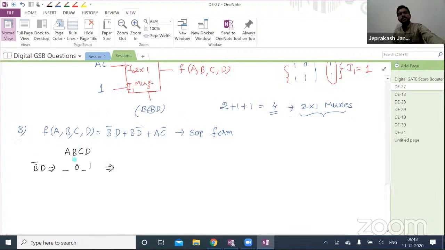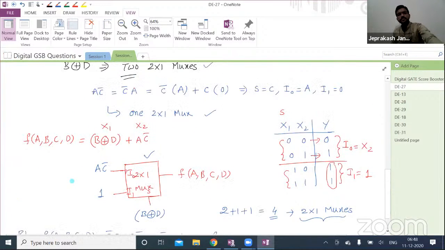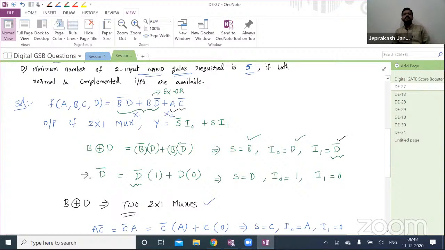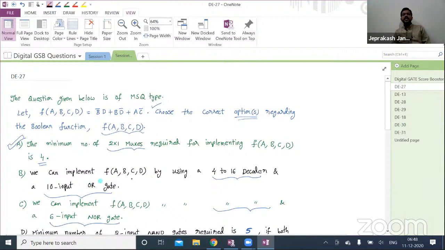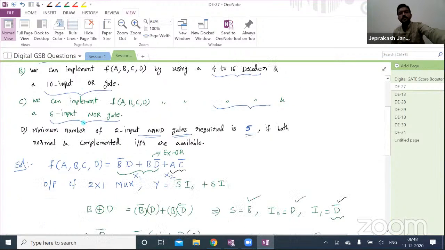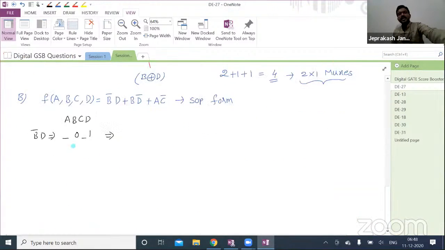If you observe the question, for option B we have to verify. We can implement this particular function by using a 4 to 16 decoder and a 10 input OR gate. That means the OR gate inputs are 10. Another case is a 4 to 16 decoder and a 6 input NOR gate. So we have to check how many inputs we have to give to the respective logic gate. That is our only requirement, not the exact minterms.